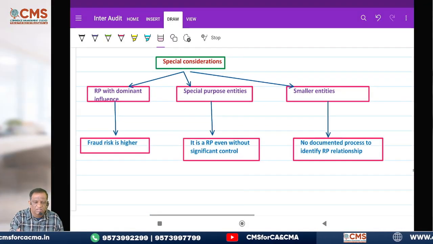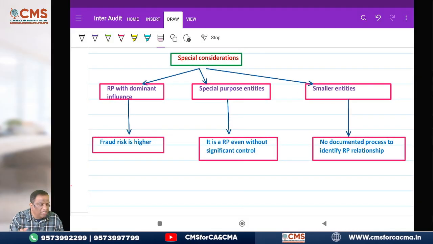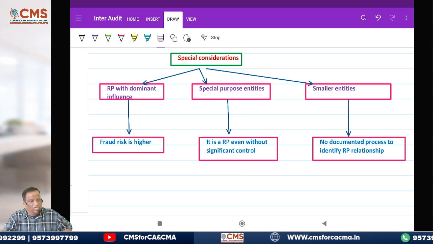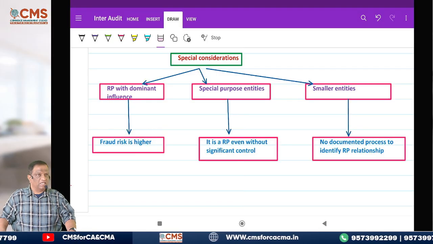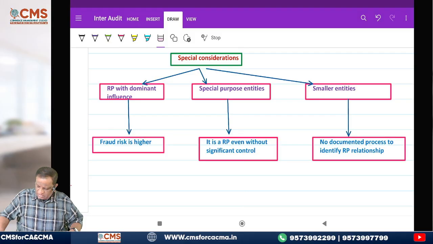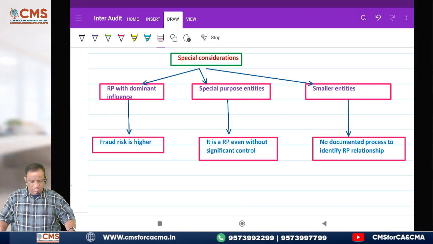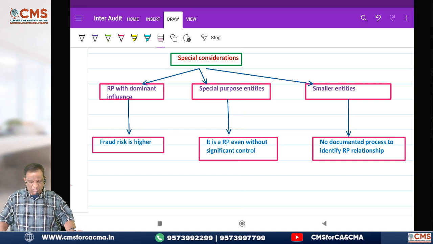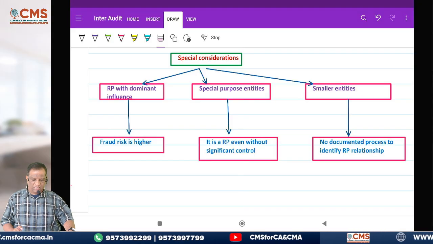And the last point, what are the special considerations with regard to related parties? These 3. Related parties with dominant influence. So, they are related, but one party has the capacity of dominant influence. Then, the auditor has to be careful because the fraud risk is very high in this case. And in the second case, special purpose entities like CSR purpose and this kind of stuff. So these entities are the core investment companies and these kinds of entities. It will become a related party even if there is no control or influence. There may not be any cross investments or anything, but still it should be treated as a related party.